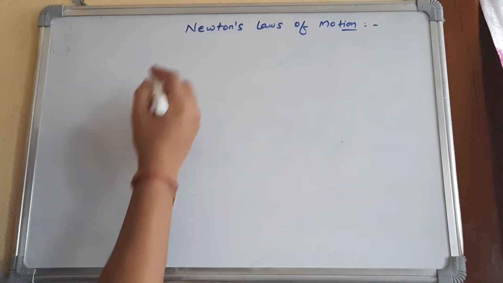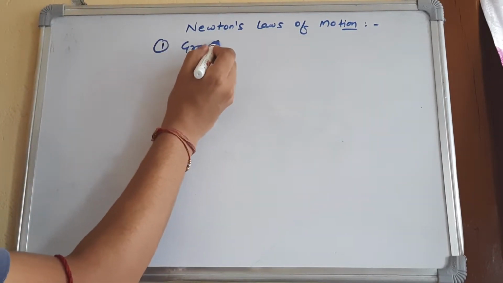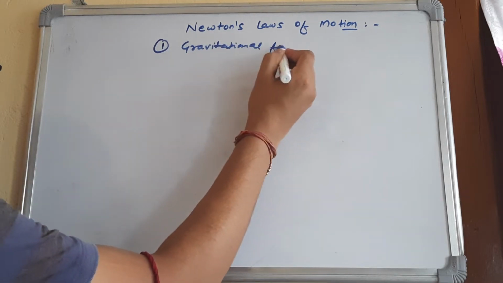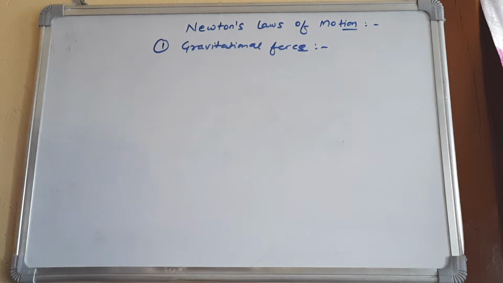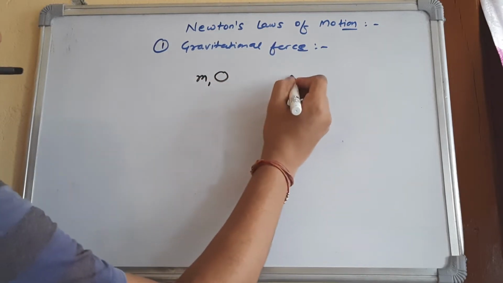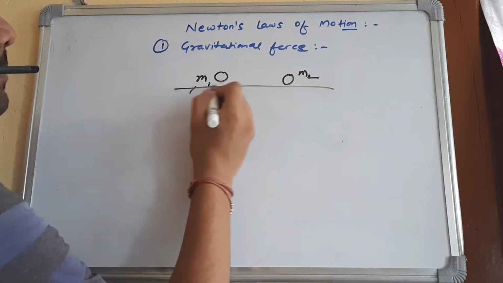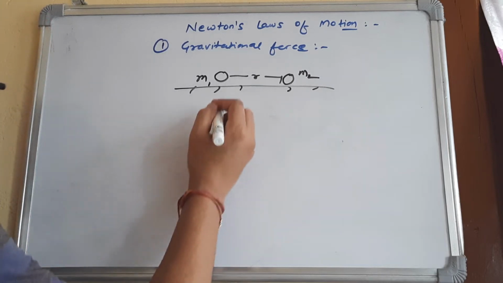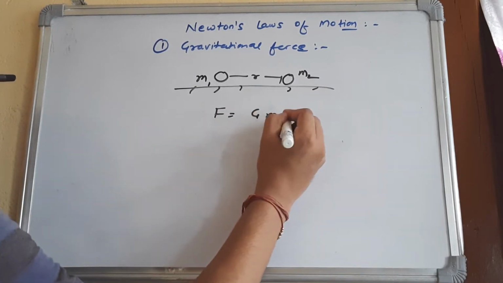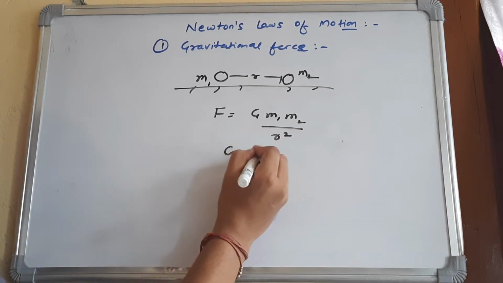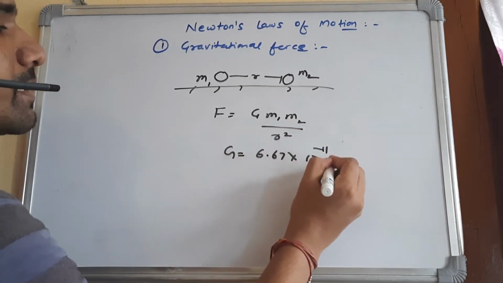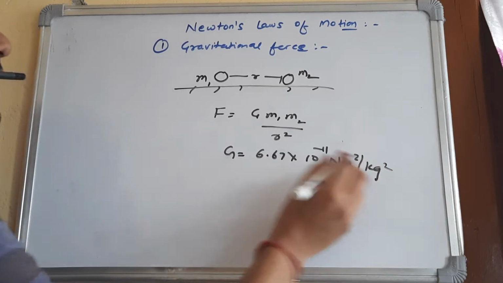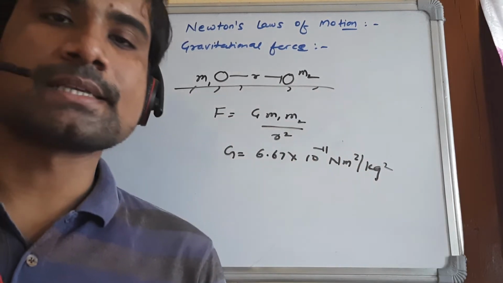First is gravitational force. You might have studied gravitational force before also. Here also we'll discuss it very briefly. Bodies of mass m1 and mass m2, let's say, are separated by some distance r. There exists an attractive force between them, which is given by G m1 m2 by r square, where G is the universal gravitational constant, 6.67 into 10 to the minus 11 Newton meter square per kg square. r is the distance and m1, m2 are the individual masses.